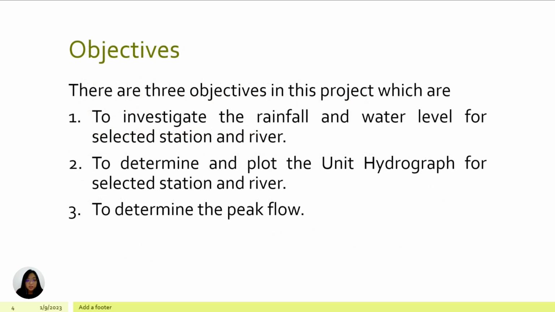There are 3 objectives in this project, which are: first, to investigate the rainfall and water level for selected stations and river; second, to determine and plot the unit hydrograph for the selected station and river; and third, to determine the peak flow.